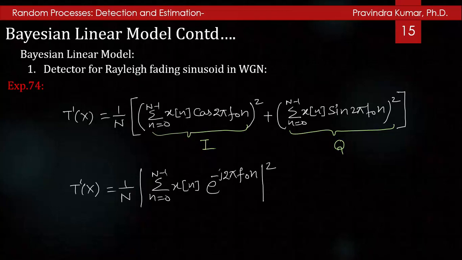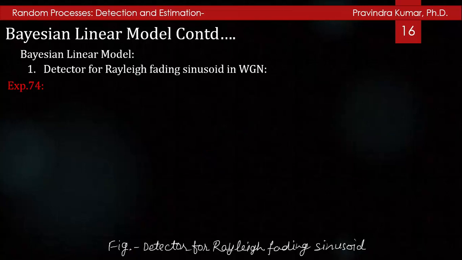So I can write in the exponential form this test statistic as T dash X equal to 1 by n times the summation n0 to n minus 1 of xn e to the power minus j 2 pi f naught n, whole square. Consider this as equation first, and the other as equation second. Now the detector for the Rayleigh fading channel: the block diagram of the detector for the Rayleigh fading channel.